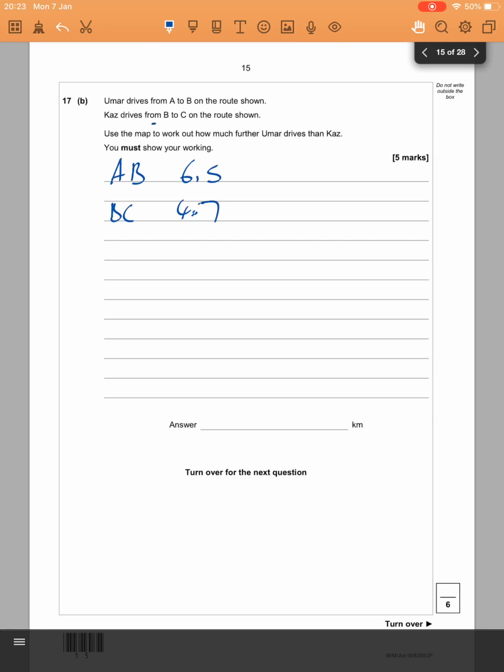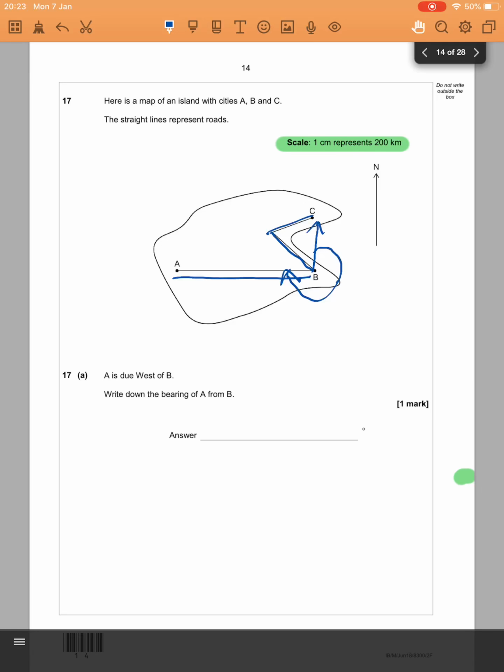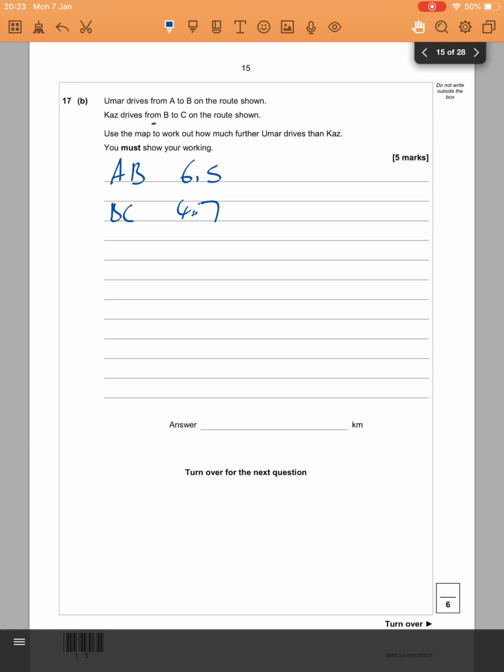Now we want to know how far they actually travel. Well, 1 centimetre is 200 kilometres. So for the first one, you would do 6.5 centimetres times 200 kilometres. And that would tell you how far Umar drives from A to B. You can then work out how far Kaz drives from B to C, and you can work out how much further Umar has to travel compared to Kaz.